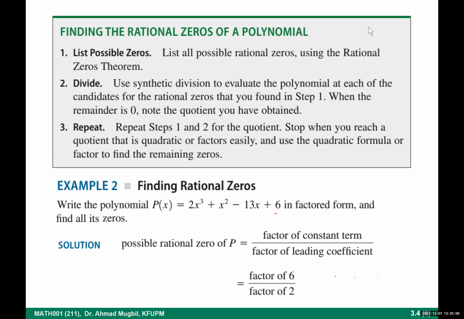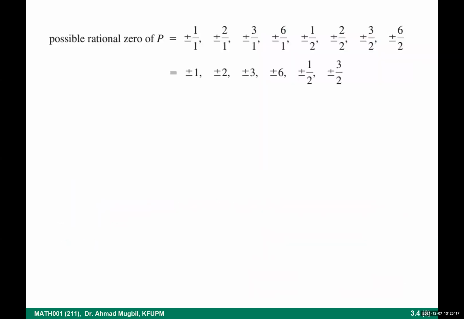You need to factor. So to factor, you need to find first the possible rational zeros. So how many possible rational zeros? We showed that we have 12 possible rational zeros. Now, what will you do to start? You start with what?